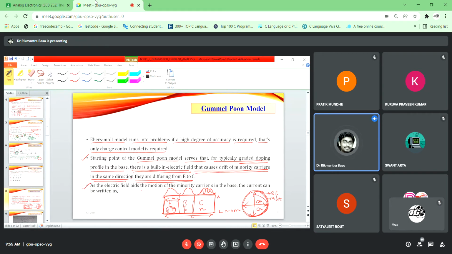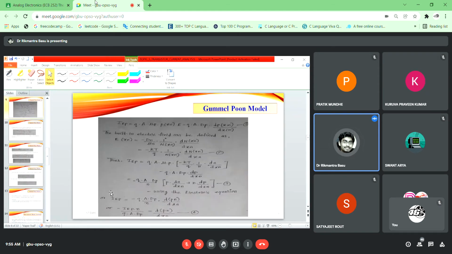So as the electric field aids the motion of minority carriers in the base, the current can be written as IEP equals Q into A into mu P, P of Xn, the carrier distribution, multiplied by the electric field, minus QA into dP of Xn by dXn. So the electric field means the drift term, dP by dx is the diffusion term.